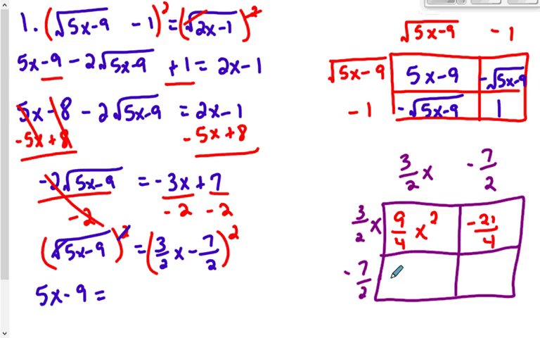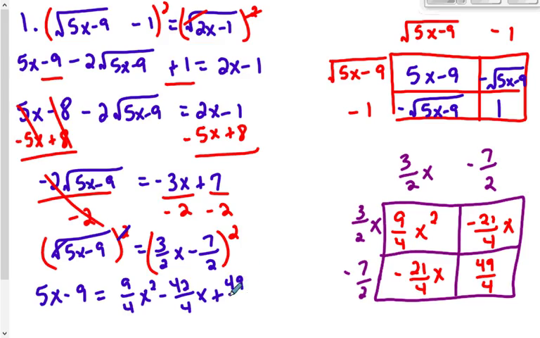Very good. Negative 21 over 4. And same thing here. And, oh yes, there is an x. I'm sorry. Thank you. Last box. 7 times 7? 49 over 4. Negative times negative is positive. So then that all goes over here. 9 over 4 x squared minus 42 over 4x, because I'm combining the 21s, plus 49 over 4.